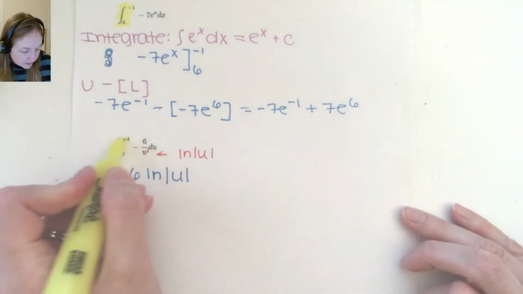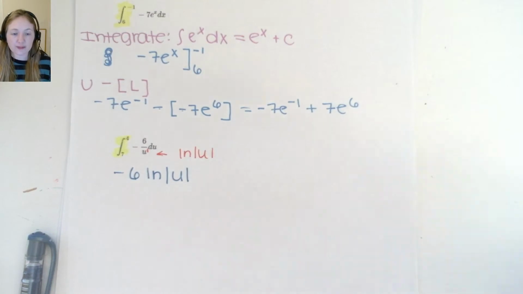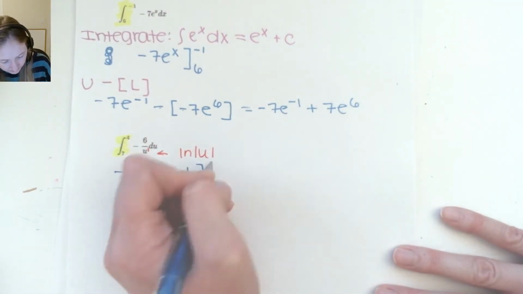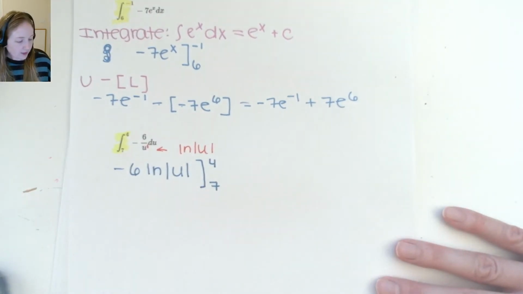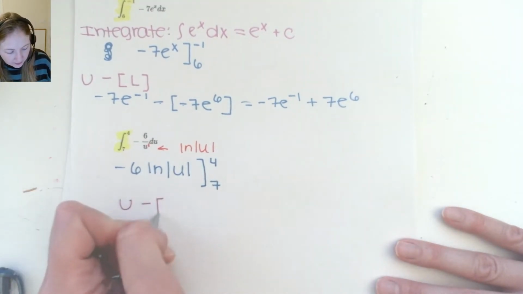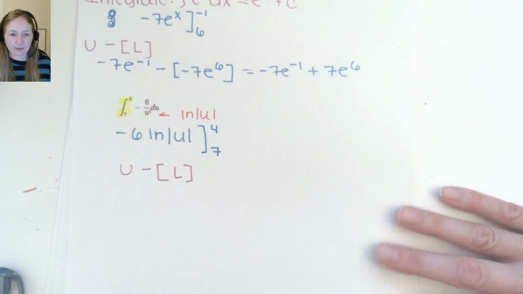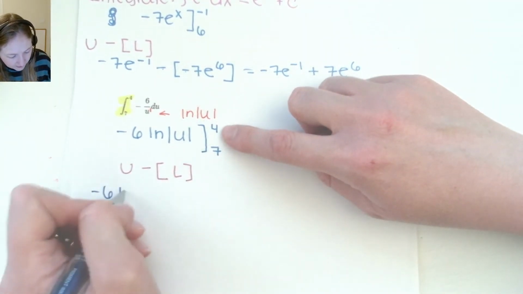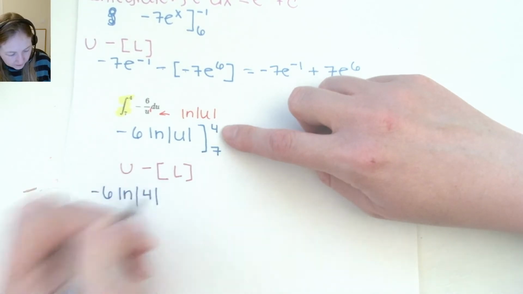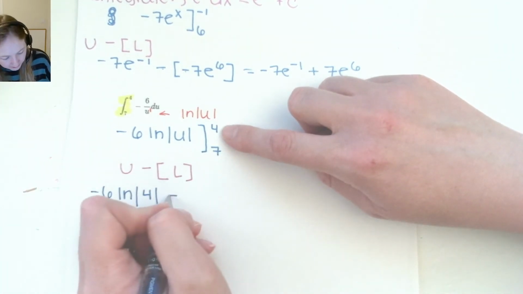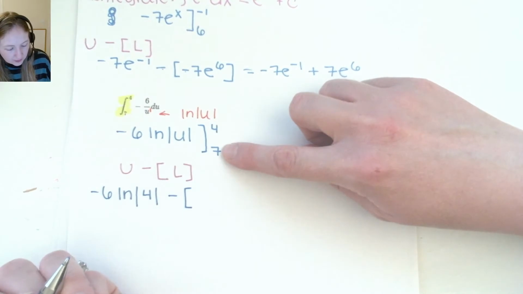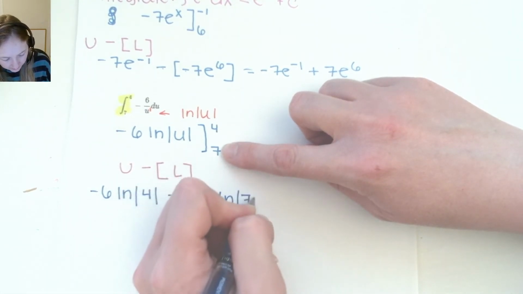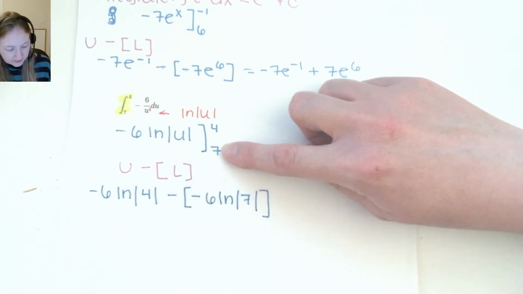Then, because we have these bounds from 7 to 4, we are going to put a bracket and then the 7 and the 4. And here is where I'm going to plug in my upper bound minus my lower bound. So my upper bound is 4, so it's going to be -6 natural log absolute value of 4 minus, and then my lower bound is 7. So -6 natural log absolute value of 7.